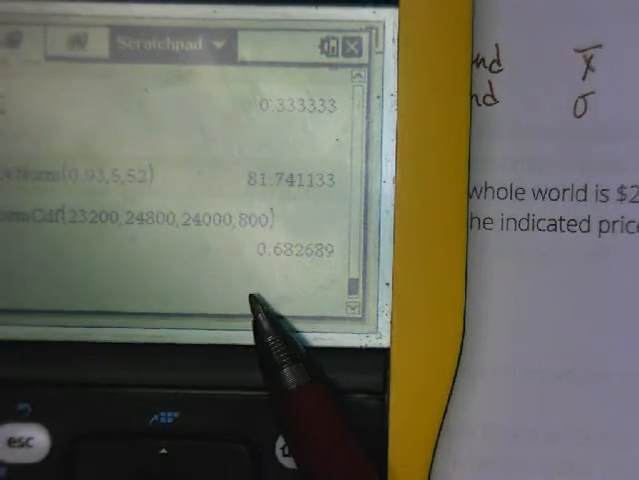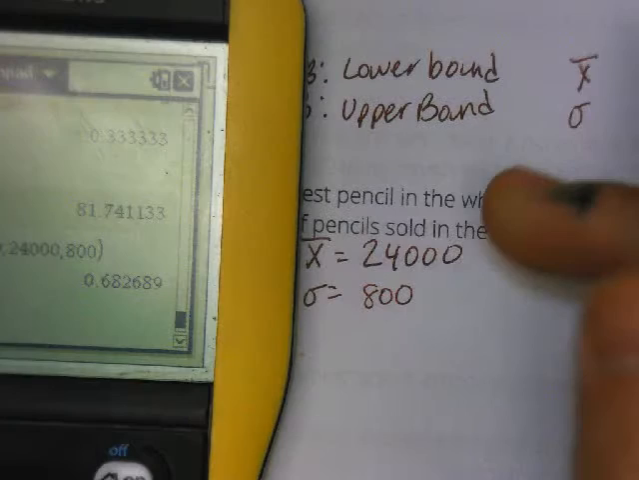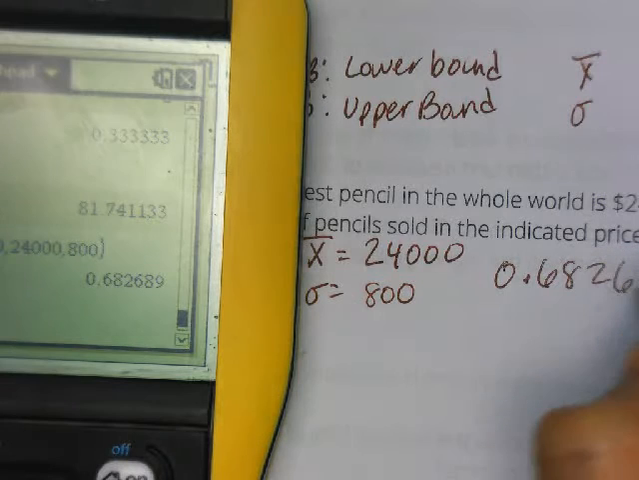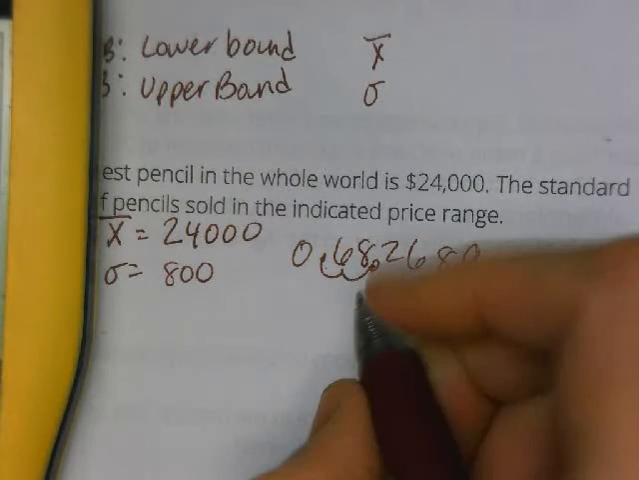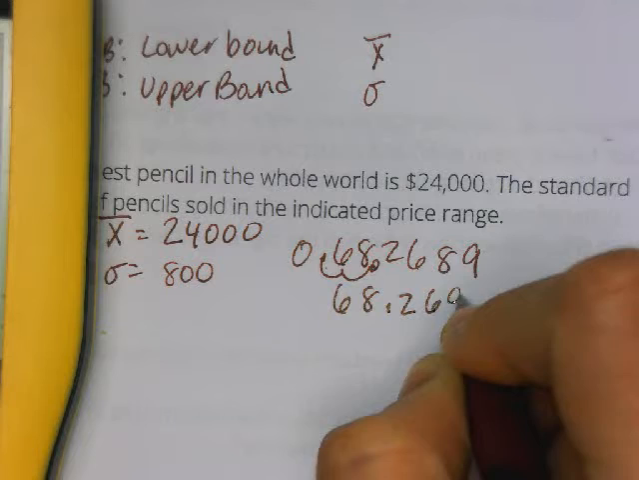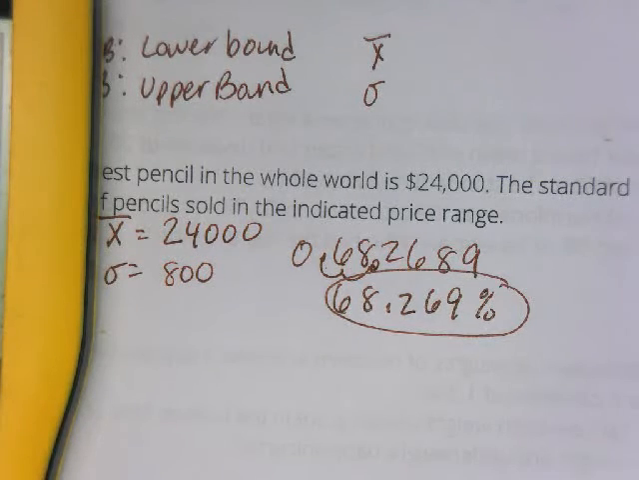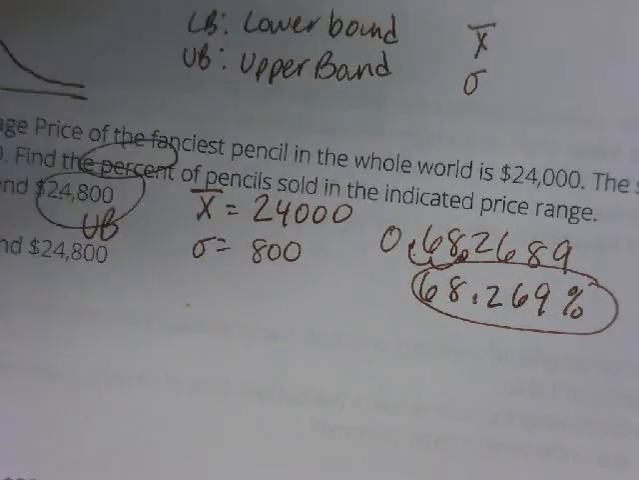I want us to convert these into percents. So 0.682689. I times it by 100, or I move the decimal 2 places to the right, and your answer is 68.269%. That's your answer to part A. Okay? Let's do another one.